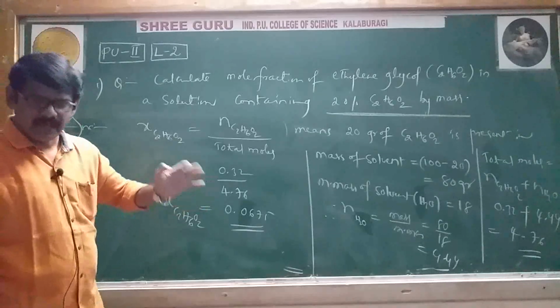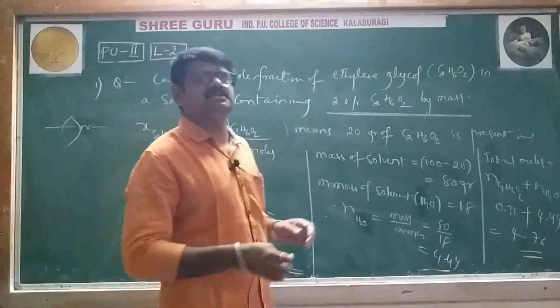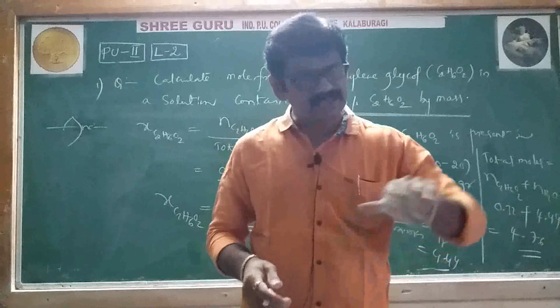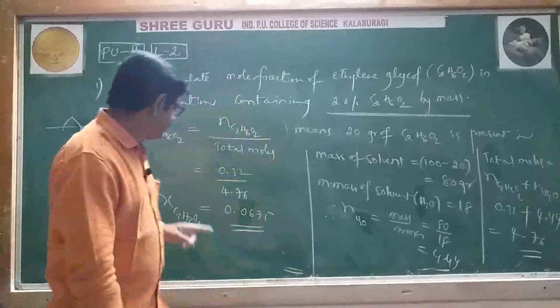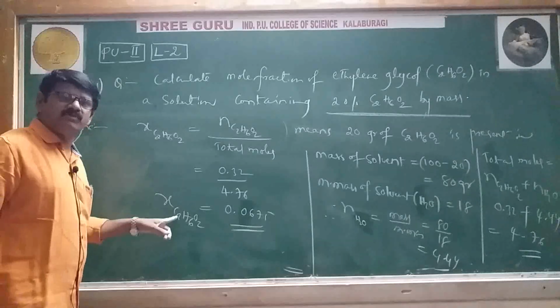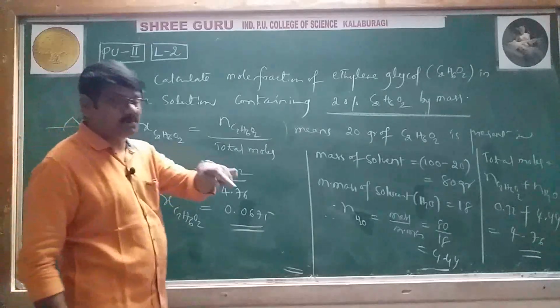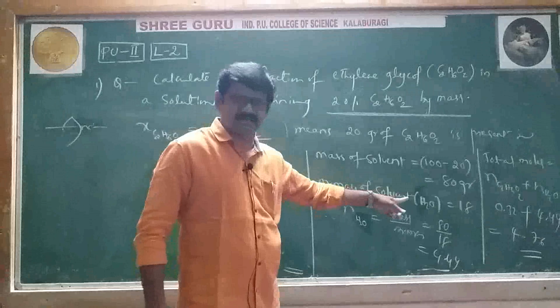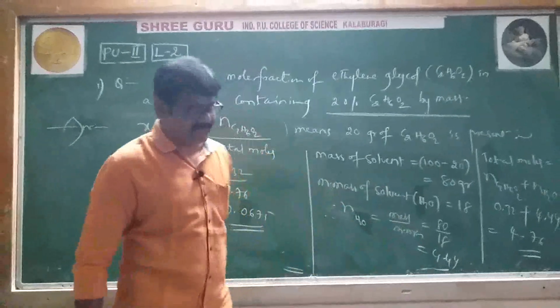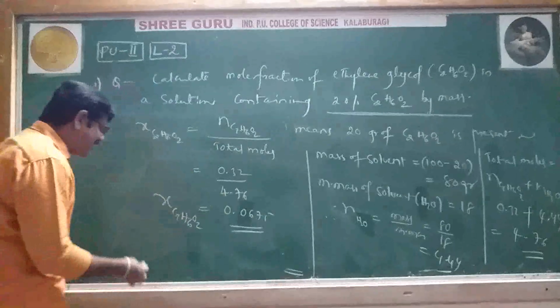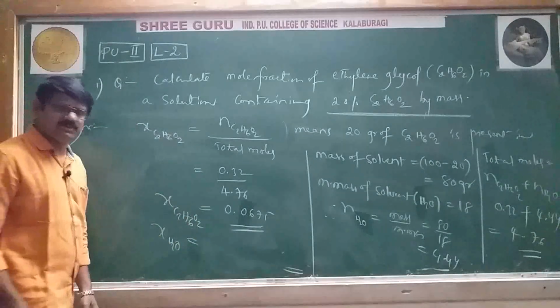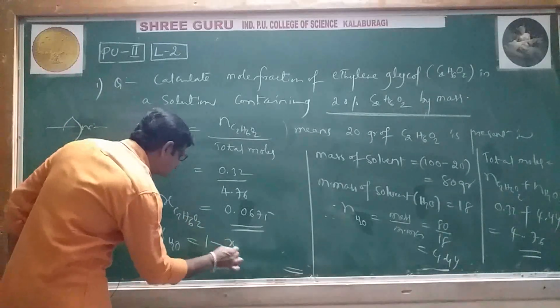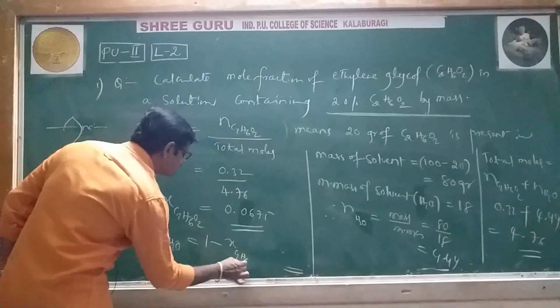And of course, one more answer we can also calculate. He has not asked in the question, but even though we can calculate it. What is that? Here only one component's mole fraction is calculated. What is the other component? The water mole fraction we can also calculate directly. Mole fraction of water. What is our formula? 1 minus mole fraction of ethylene glycol.